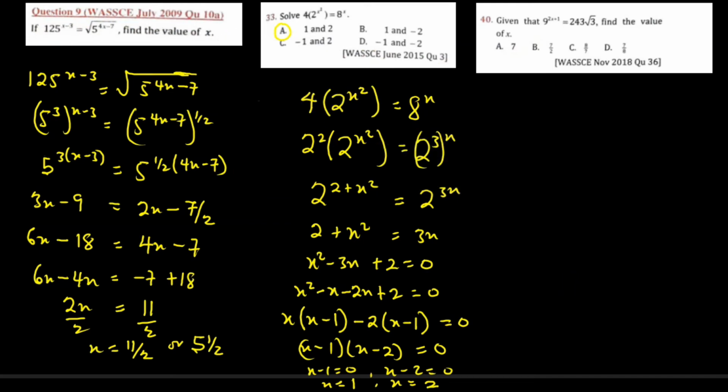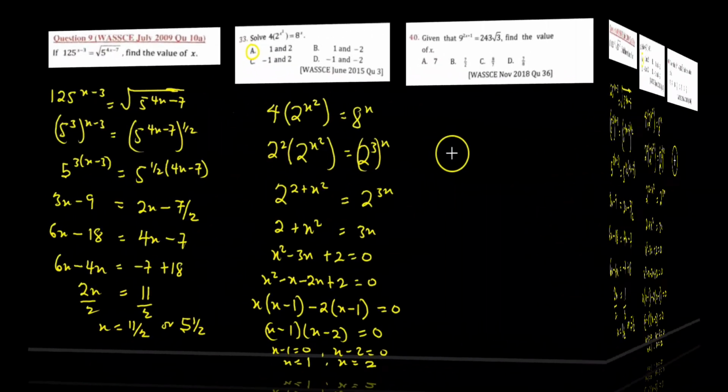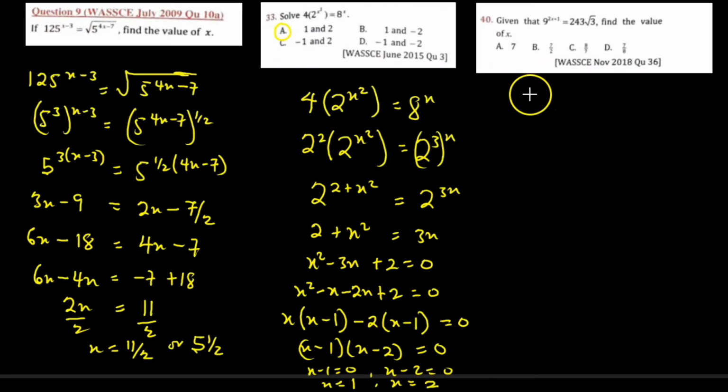We have 9 to the power 2x plus 1 all equal to 243 square root of 3. Okay, so can you think about how to get it done? Now if you look at it carefully, we have 9 to the power 2x plus 1. We have 243 multiplying square root of 3.